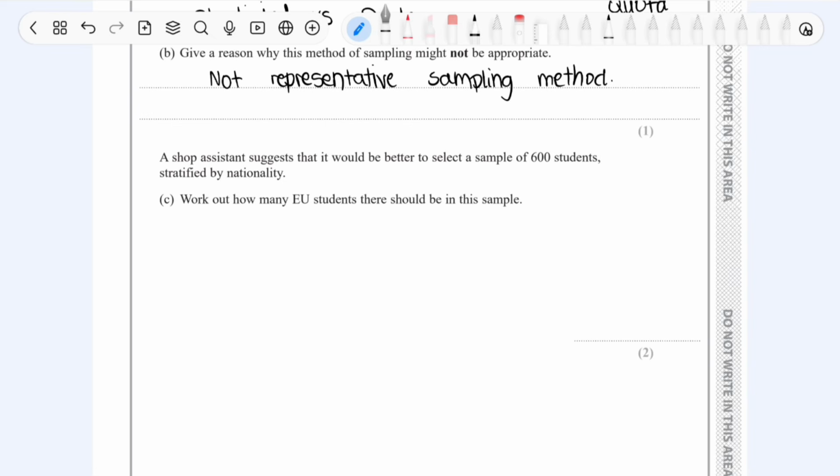I'm just going to state the formula. You don't have to, but it just helps me when I remember it. So the strata over the population, or the total, multiplied by the sample size. And this should give us the number of EU students that should be in the sample.